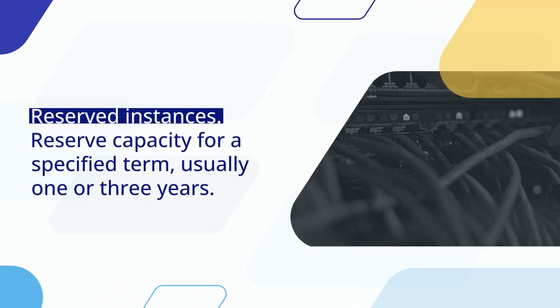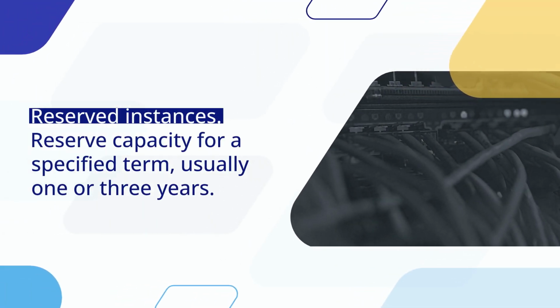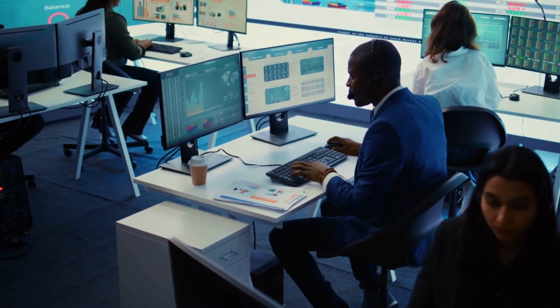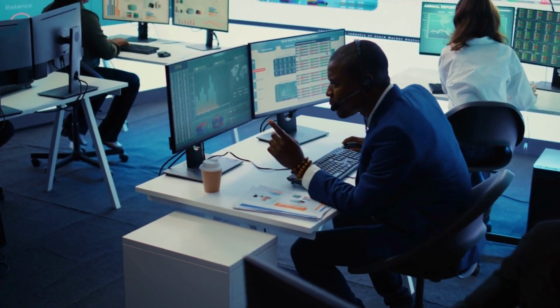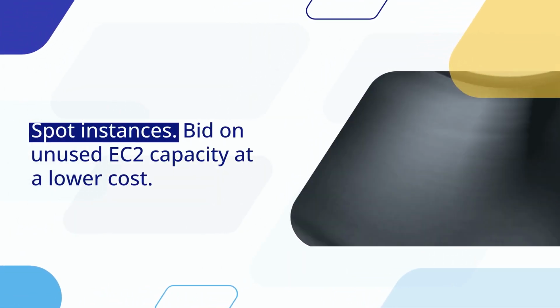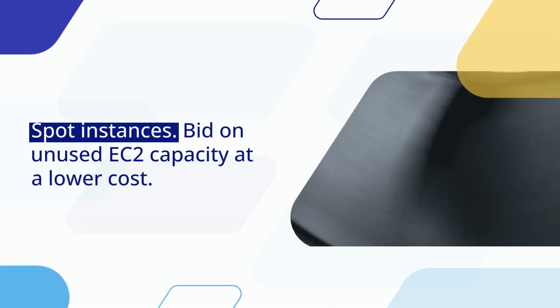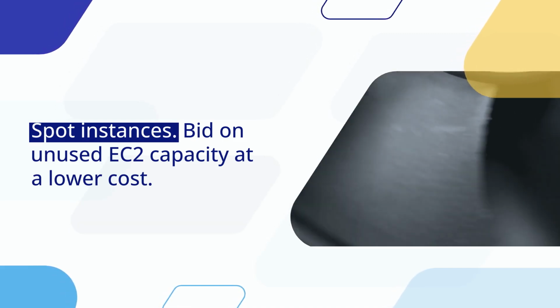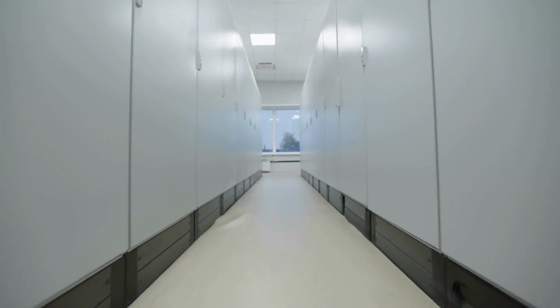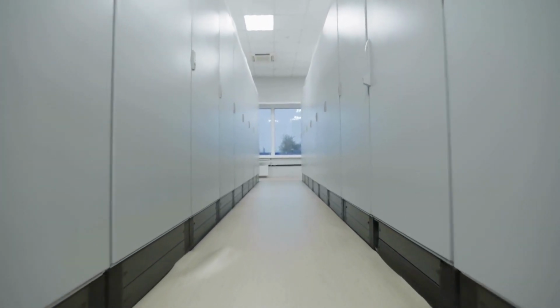Reserved instances. With this model, you reserve capacity for a specified term, usually 1 or 3 years, and get a significant discount compared to on-demand pricing. This is best for workloads that are steady and predictable. Spot instances. Spot pricing allows you to bid on unused EC2 capacity at a lower cost, which can lead to substantial savings. However, these instances can be terminated with little notice when AWS needs the capacity back.